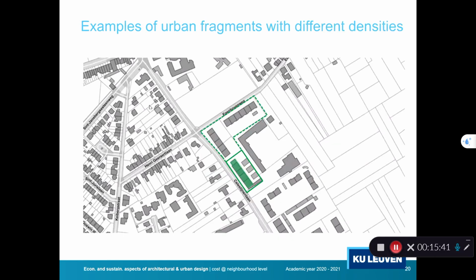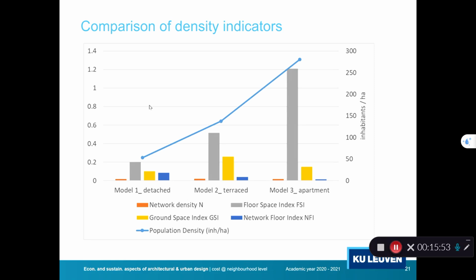So if I go back to the pictures, here it's this area, the green, 1, 2, 3 times divided by the full area. That is what this ground space index means. And then the final one, the network floor index compared to the first one, it's the difference. Now we divide the length of the streets by the amount of floor, taking into account all floor levels, while here we only took into account the floor available, so the buildable floor, the plot size.